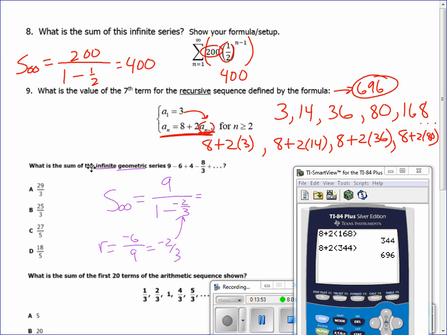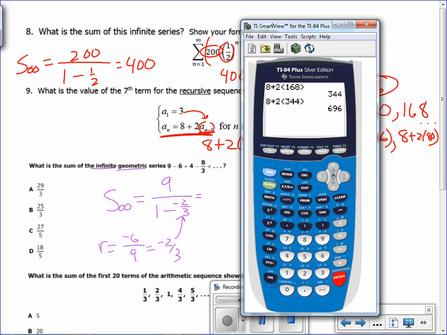All right, so then it's just a matter of typing it. I need a fraction. I got 9 on top. I got 1. You can put minus and minus, but I'm just going to go ahead and put plus to save time, and then make another fraction and put in 2/3. There we go. 27 over 5.